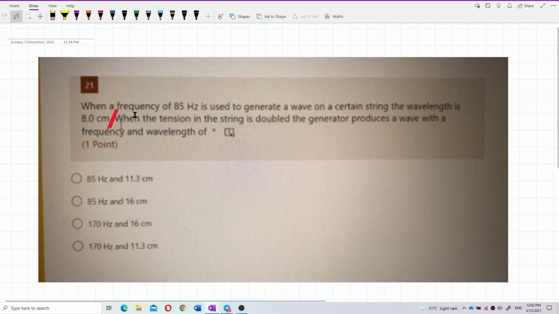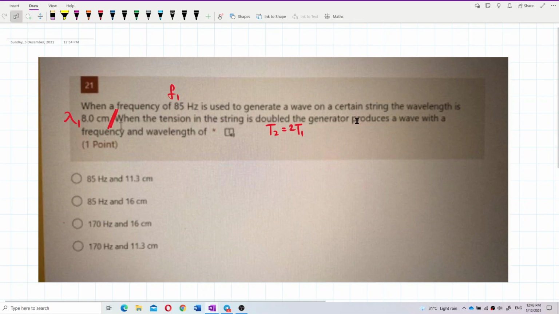And then the second one is tension is doubled, and it produces a wave of some frequency and wavelength. So the first situation, we put as F1, and this wavelength is lambda 1. Later on, he said tension is doubled, so we can say T2 equal to 2T1.